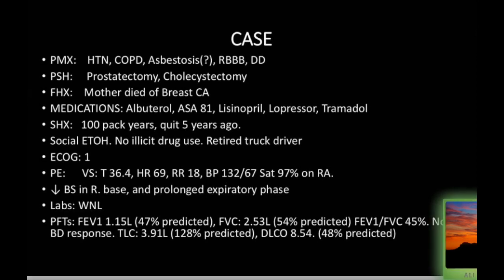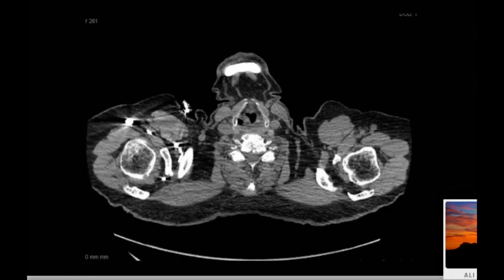His vitals were pretty decent, room air saturation was 97. His breath sounds in the right base were pretty diminished. His pulmonary function test is consistent with both restrictive and obstructive disease, with a 47% predicted FVC and about 54% predicted TLC. His FEV1 was 1.15, the ratio was 45%, and DLCO was about 48% of predicted. And here's the CT scan.